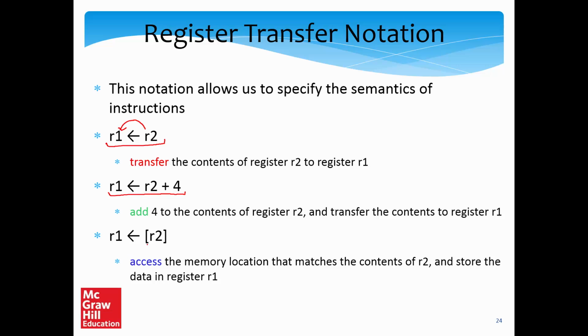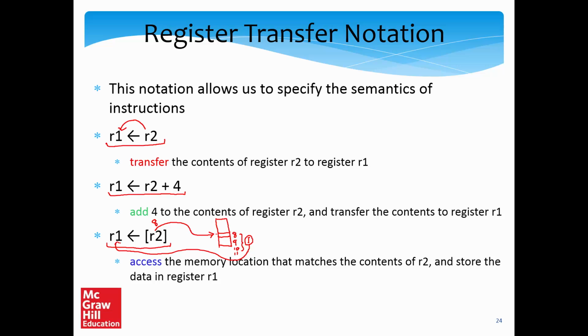The last expression is slightly different. What this says is that we first access the contents of register R2. Assume that the contents of register R2 are, let's say, 8. We access the 4-byte integer whose starting address is 8, and subsequently we read 4 bytes starting at location 8. So essentially we read the bytes at location 8, 9, 10 and 11. These 4 bytes make one integer. This integer is transferred to register R1.